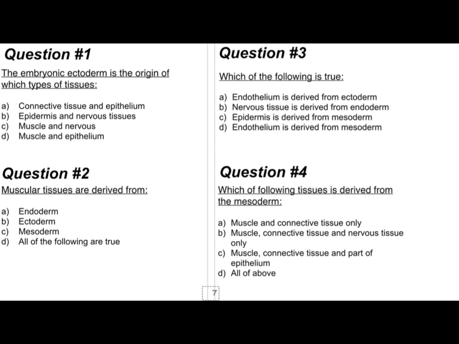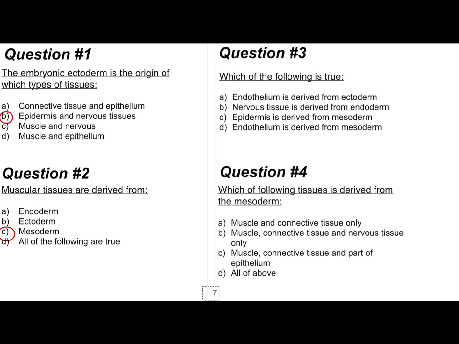Question 1. The embryonic ectoderm is the origin of which type of tissues? As we know, ectoderm germ layers differentiate into nervous tissue and epithelium, part of the epithelium which lines the outer layer of the skin, which is called epidermis. Thus, the correct answer here is B. Question 2. Muscular tissues are derived from which embryonic germ layers? As we know, mesoderm, which is the middle germ layer, is responsible for differentiation into muscular tissues, connective tissues, and part of the epithelium, for example endothelium. So the right answer for this question is C.